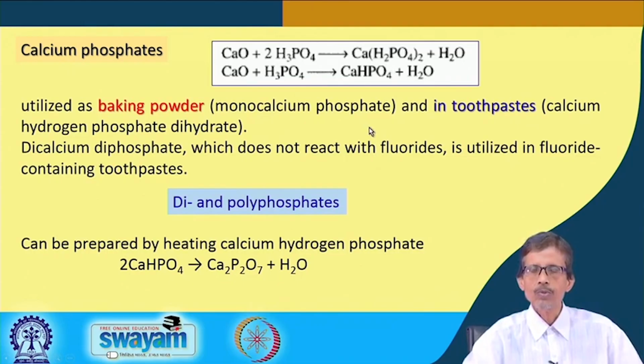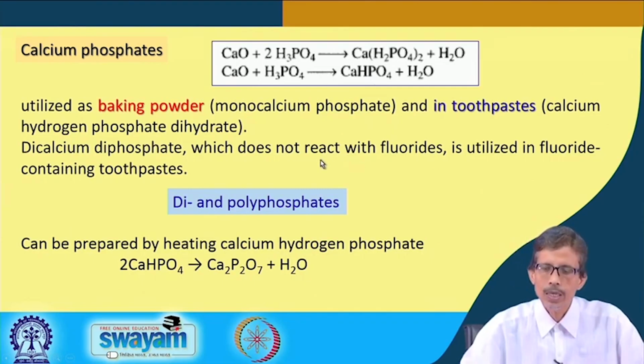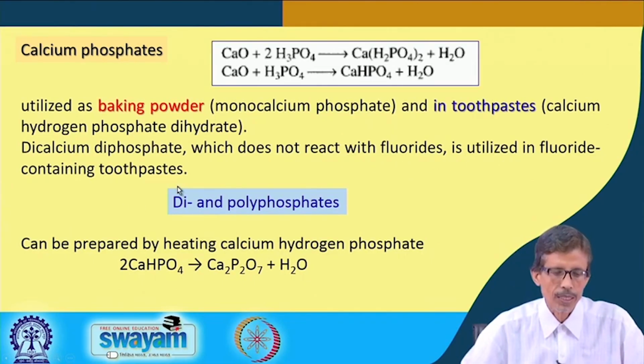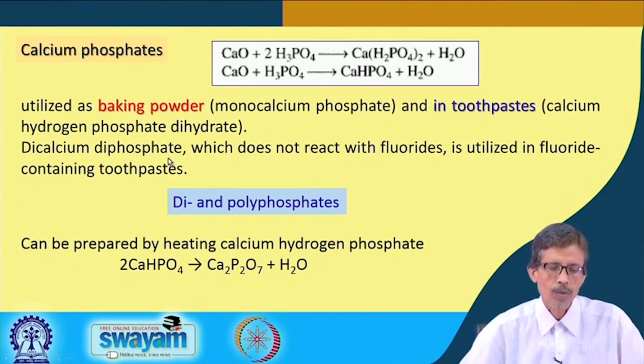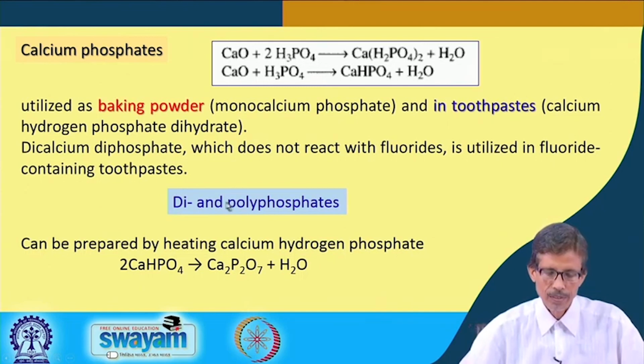Gypsum is calcium sulfate with 2 water molecules of crystallization. Similarly, here the corresponding salt as the dihydrate salt, if we get, that can be useful for making toothpaste. So, along with all other constituents, one of the constituents is calcium hydrogen phosphate dihydrate as a toothpaste material. Similarly, we can have the dicalcium phosphate, which does not react with fluoride, so it is utilized in the fluoride containing toothpastes also.